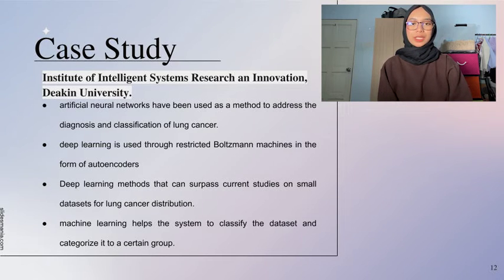Deep learning is used through restricted Boltzmann machines in the form of autoencoders. Deep learning methods can surpass current studies on small datasets for lung cancer distribution. Machine learning helps the system to classify the dataset and categorize it to a certain group.